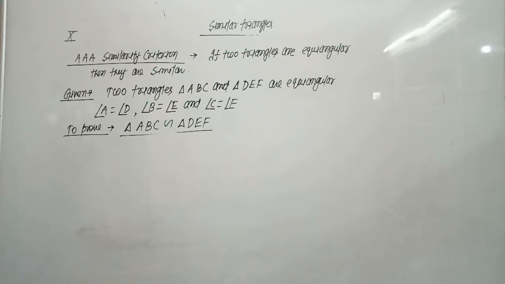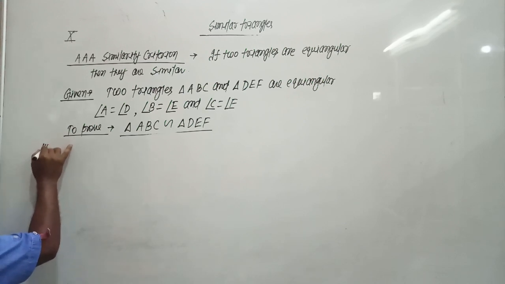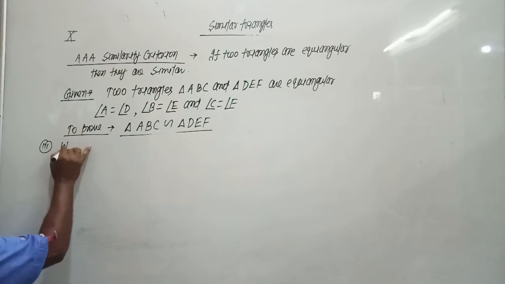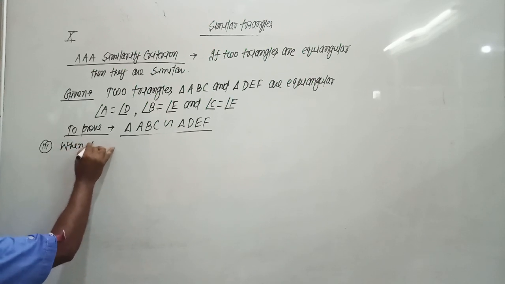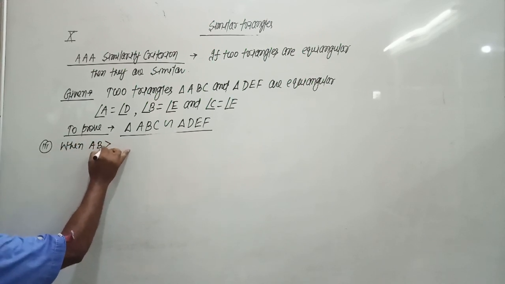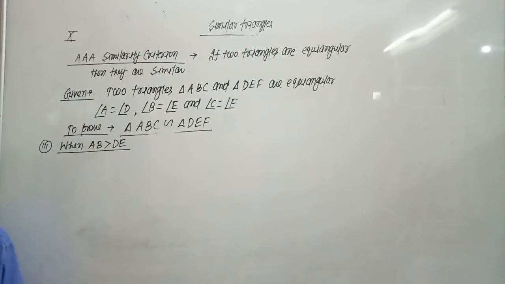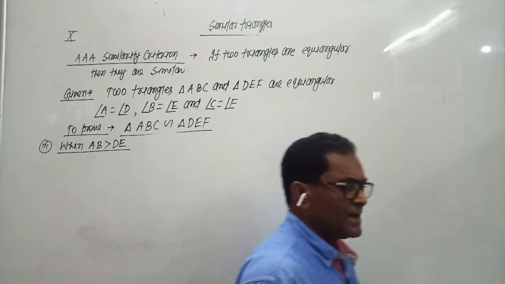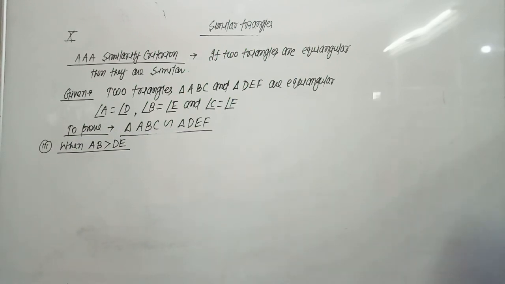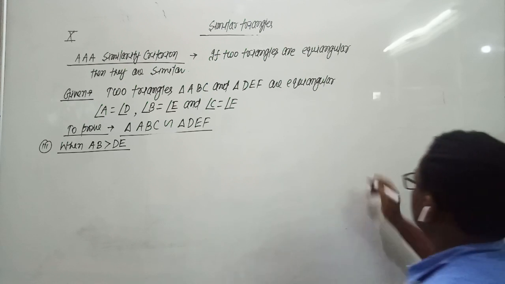So the third case we discuss is when AB is greater than DE. Two cases we have already discussed. The first case was AB equals DE. The second case was AB is less than DE. And the third case, which we are going to discuss, is when AB is greater than DE.